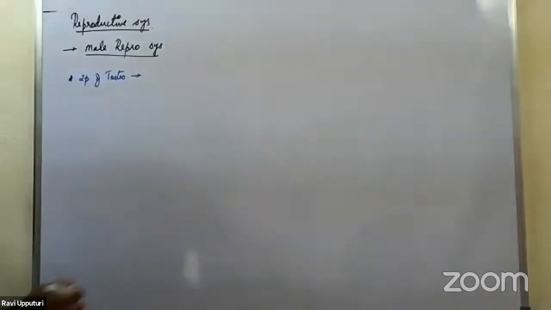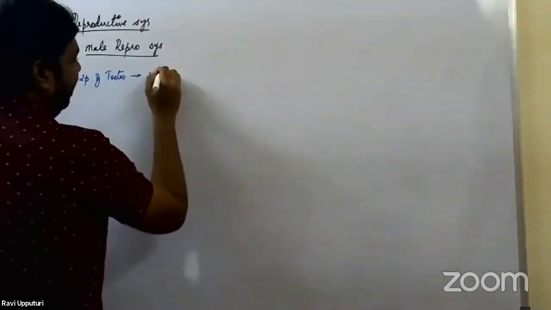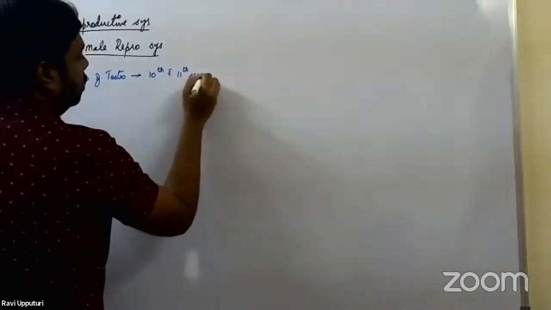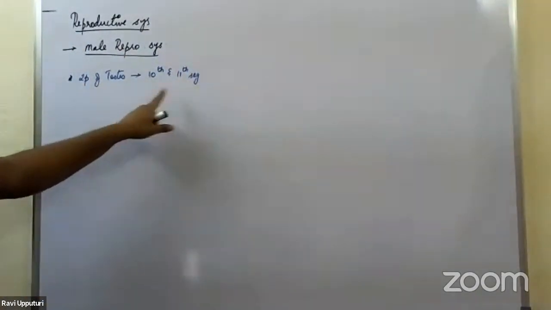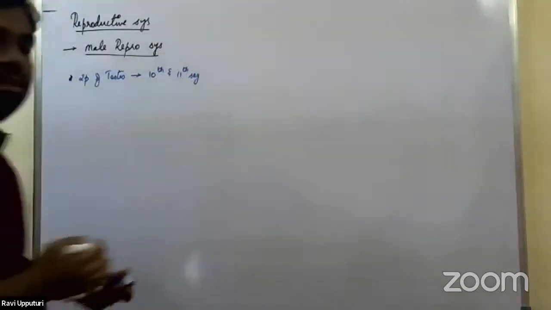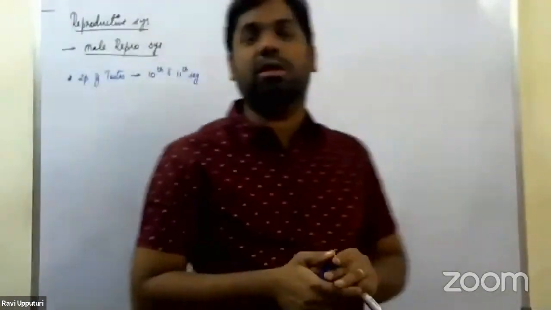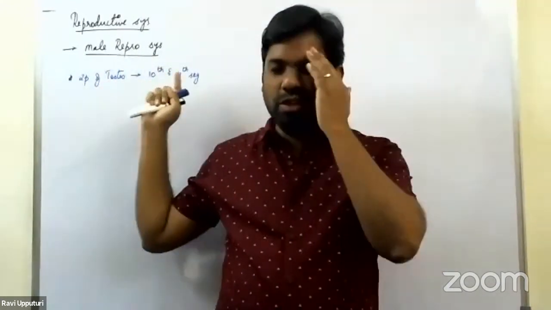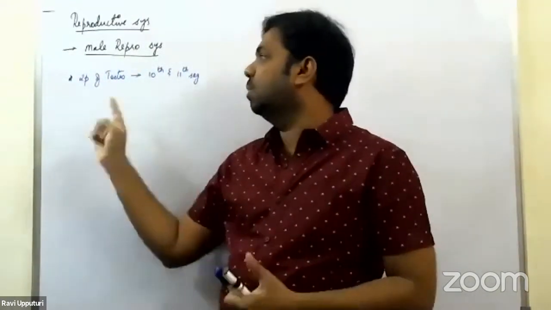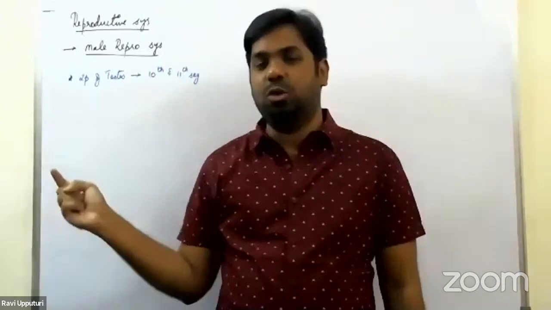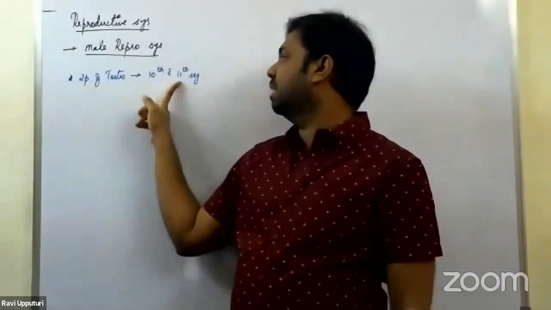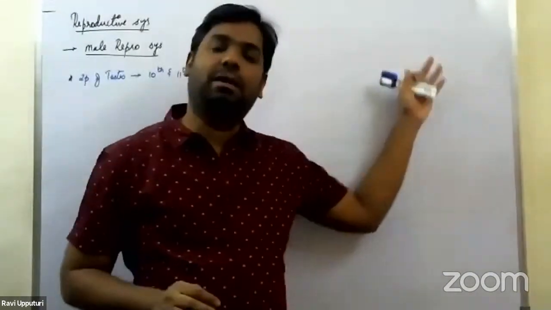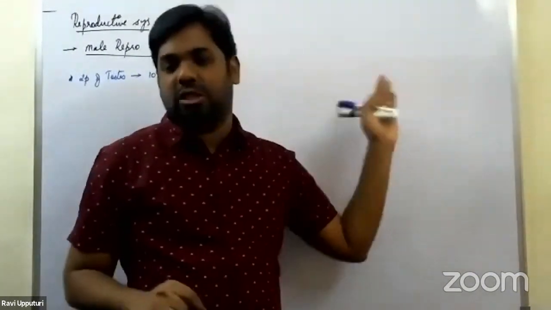One pair of testes is located in the 10th segment and one pair in the 11th segment. So the primary sex organs in the male earthworm are the testes, with two pairs located, one pair in the 10th segment and one pair in the 11th segment. Let us start with the structure and see where exactly they are present.